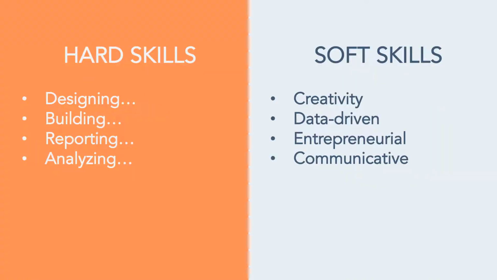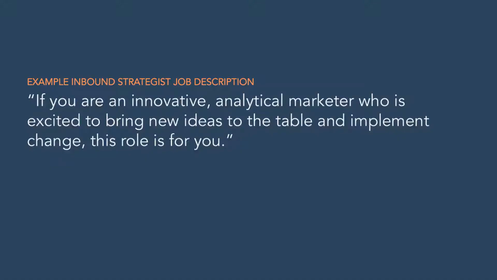Make sure your job descriptions contain items for both sets of skills. Your agency should be looking for a person that checks off the right boxes for experience around designing, building, reporting, analyzing, and other action-oriented responsibilities. You should also be listing the importance of a creative, data-driven, entrepreneurial, or communicative candidate. An example here could be, if you're an innovative, analytical marketer who is excited to bring new ideas to the table and implement change, this role is for you.